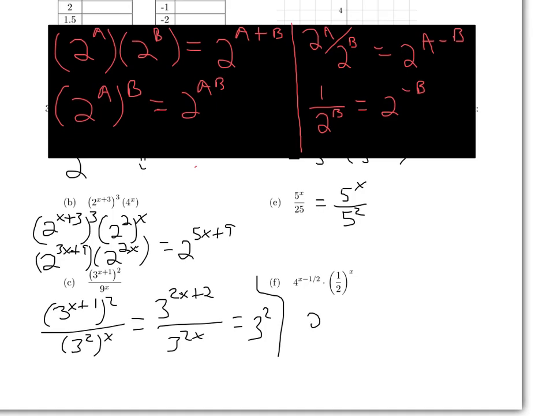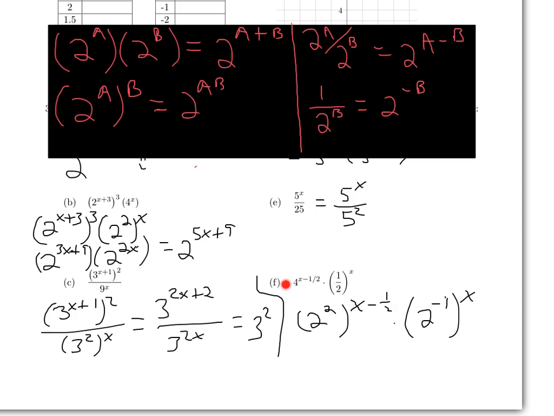4 is 2 squared, and so I have 2 squared to the x minus 1/2. And this part, this 1/2 to the x, well, 1/2 is really the same as 2 to the minus 1. That's what this guy tells us. So 1 over 2 to the first is the same as 2 to the minus 1. So instead of 1/2, I could write 2 to the minus 1 to the x, like that.